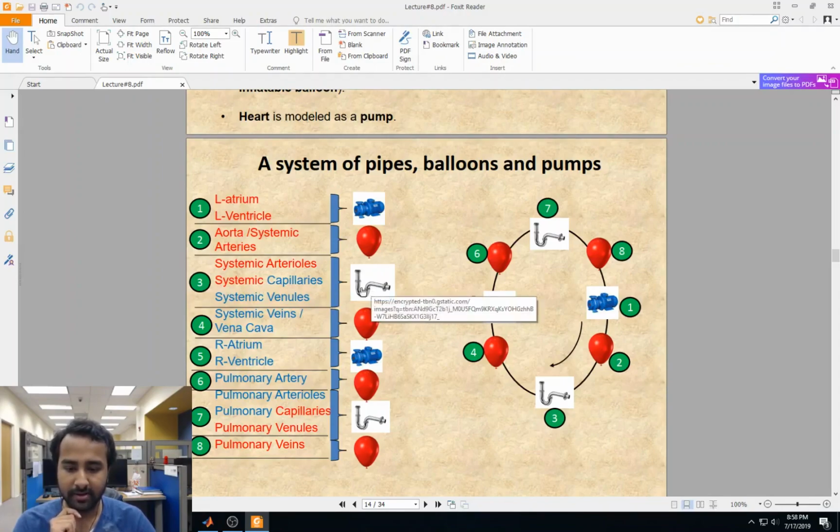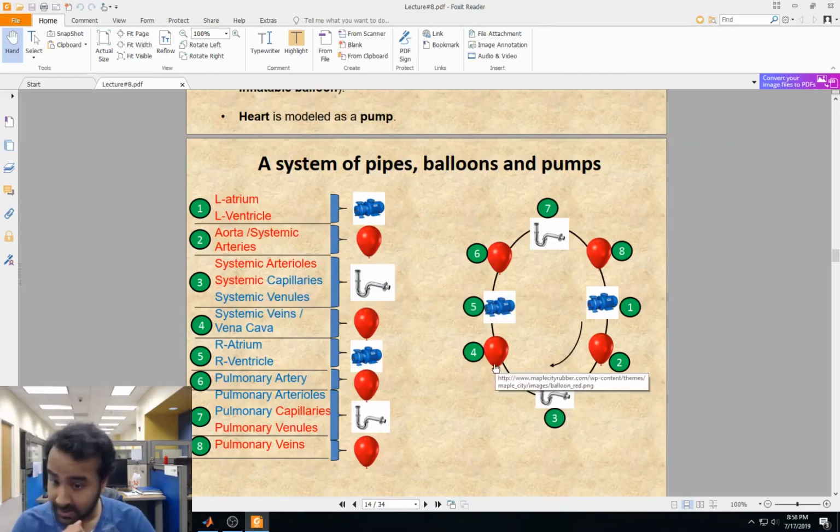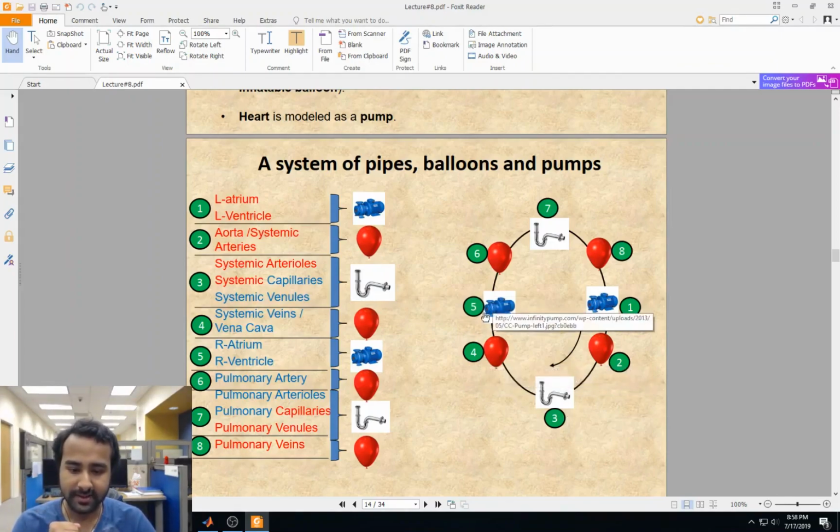And because they're small, we can model them as pipes. Then they join together into veins, and these are systemic veins. Then it goes into the left side of the heart, the right side of the heart. The right side of the heart pumps the blood, goes into the pulmonary arteries.